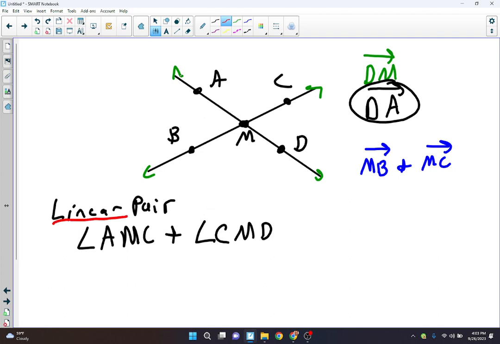Wait, can you show me? Can you draw it? Sure. So this is the first angle, AMC. And then this is the second angle. And the two endpoints make 180, a straight line. Okay, I got that.